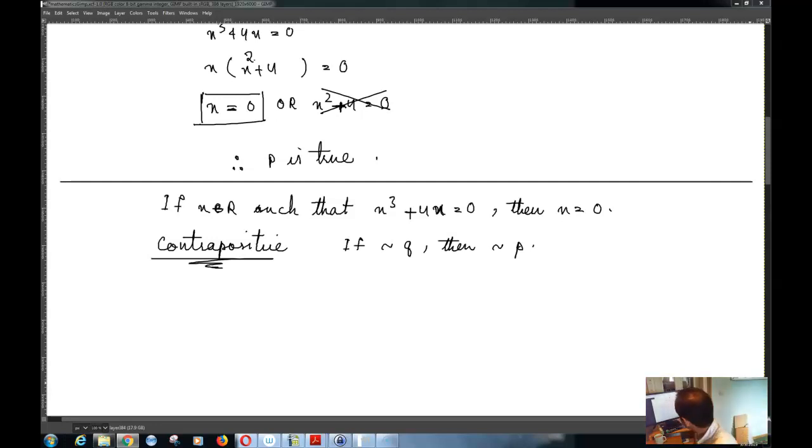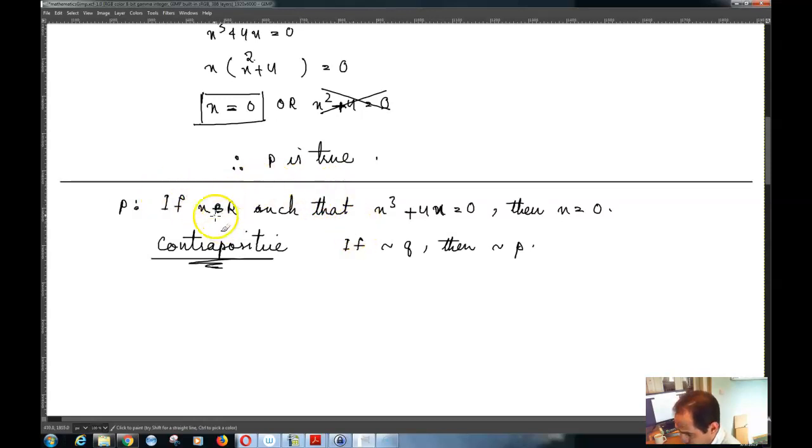So it says that to prove statement P to be true by the contrapositive method, we assume that R is false and prove that Q must be false.